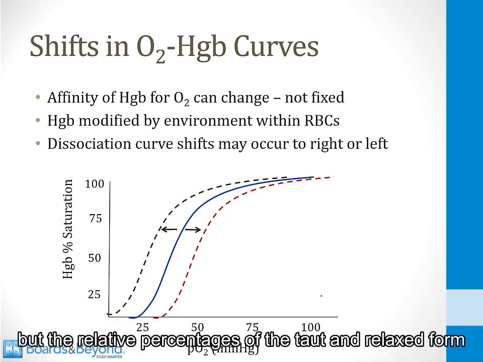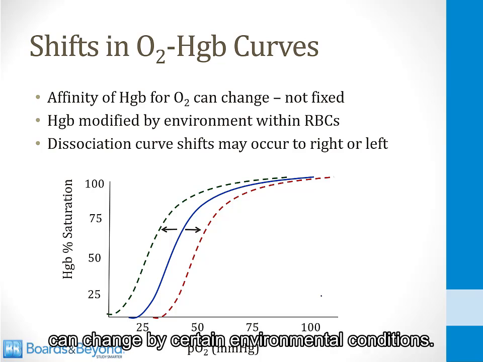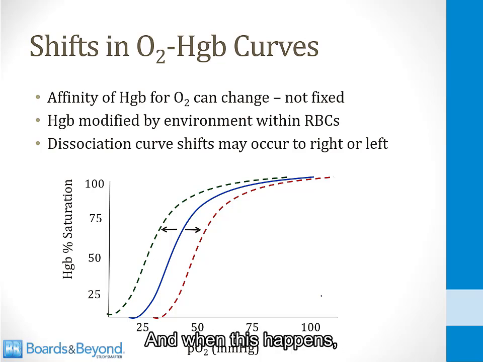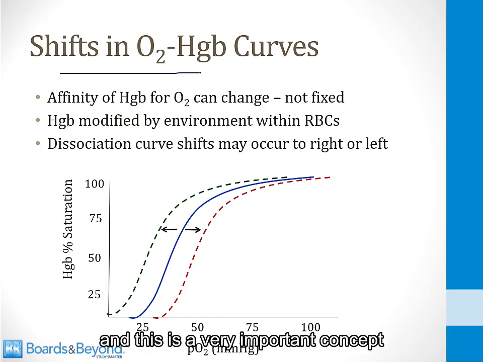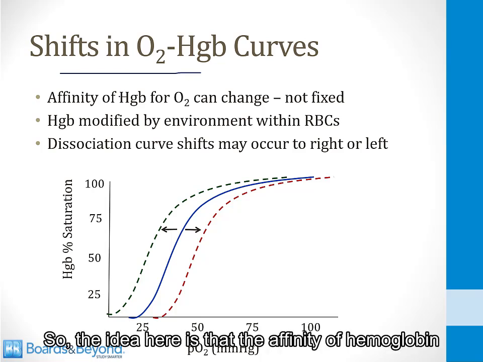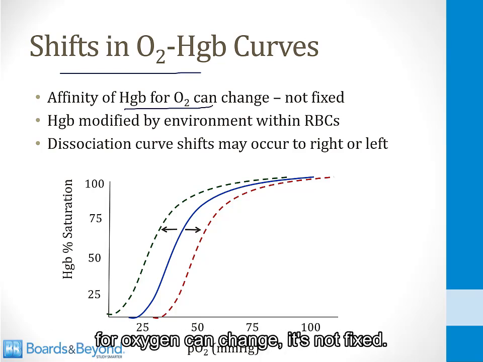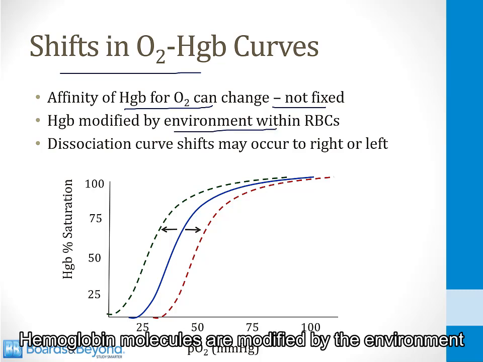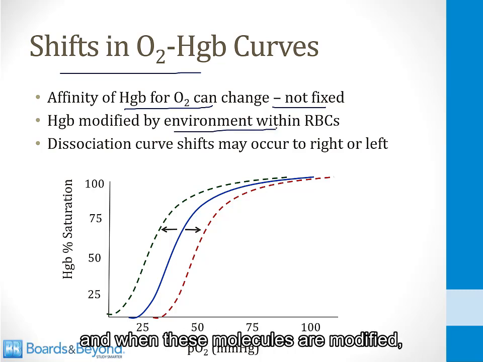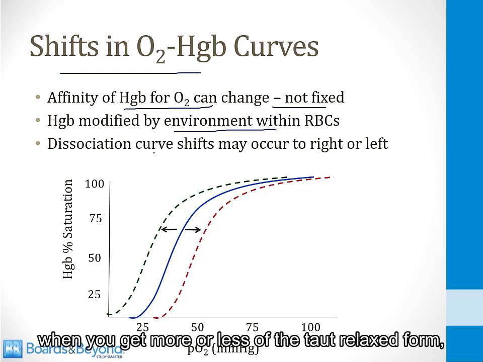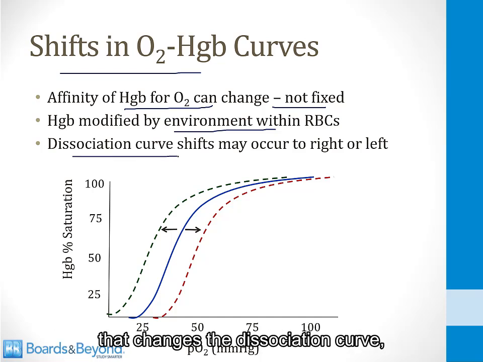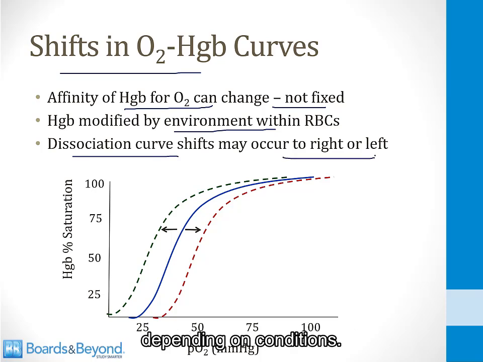But the relative percentages of the taut and relaxed form can change by certain environmental conditions. And when this happens, it shifts the oxygen-hemoglobin dissociation curve. And this is a very important concept of pulmonary physiology. So the idea here is that the affinity of hemoglobin for oxygen can change. It's not fixed. Hemoglobin molecules are modified by the environment within the red cells. And when these molecules are modified, you can get either more or less of the taut or relaxed form. And when that happens, that changes the dissociation curve. It can shift either to the right or the left depending on conditions.